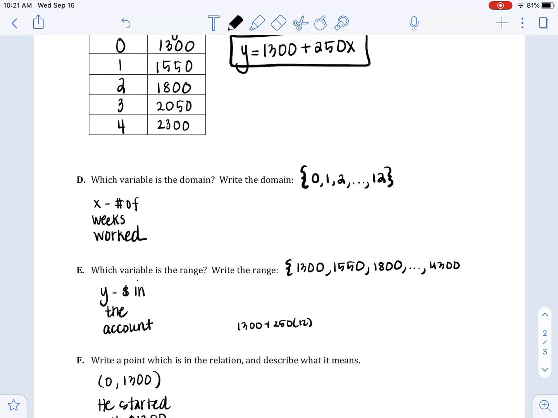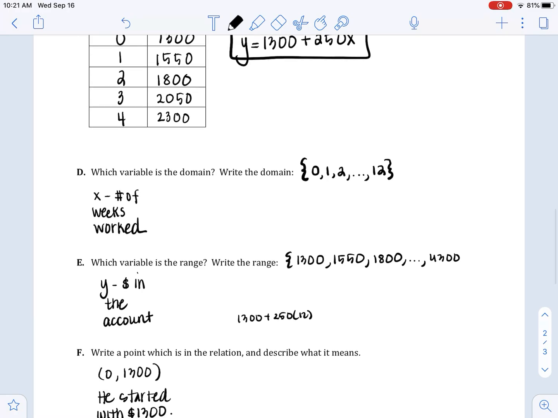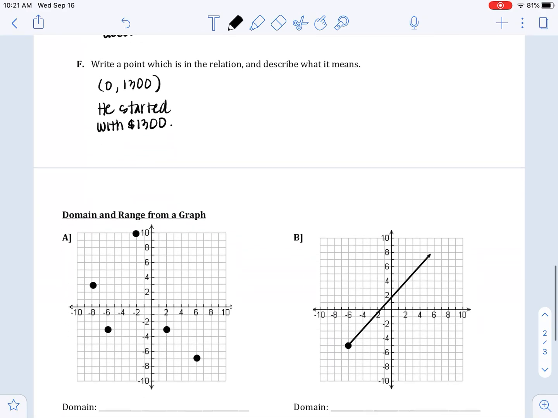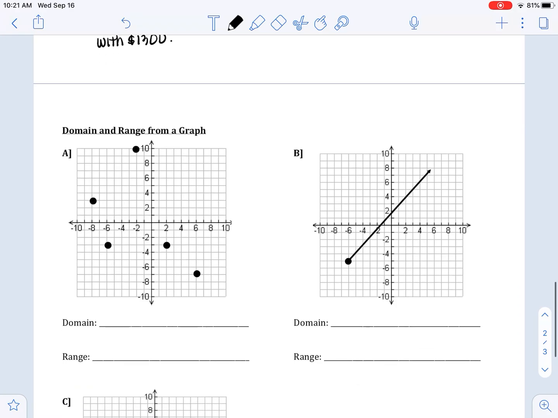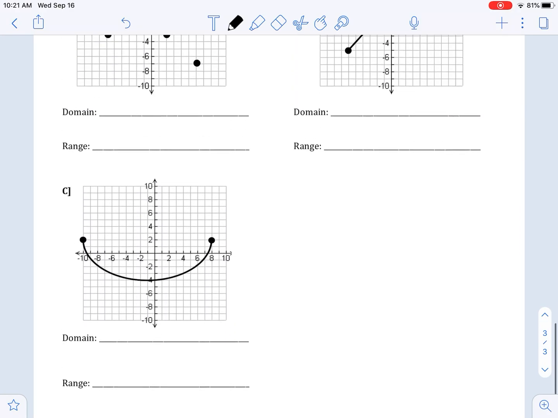Now, if I would have picked, let's say, 1,550, I would say after 1 week, he has $1,550 in his account. Right? I wouldn't say he made that much. That's not how much he made.